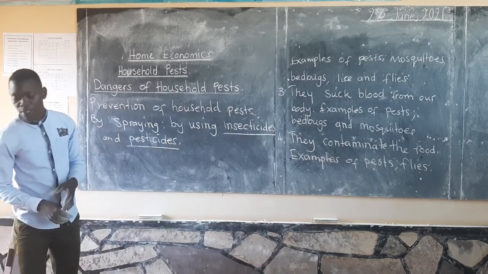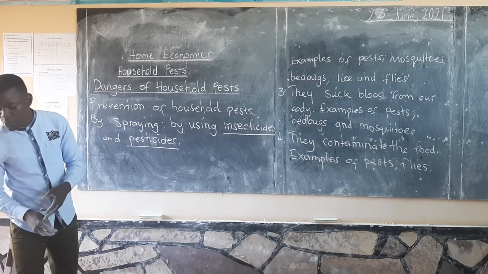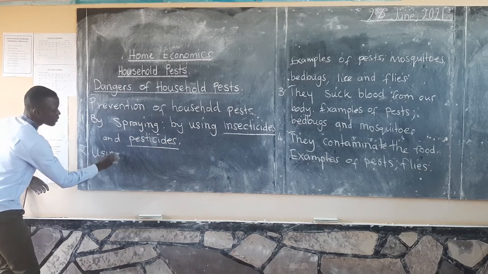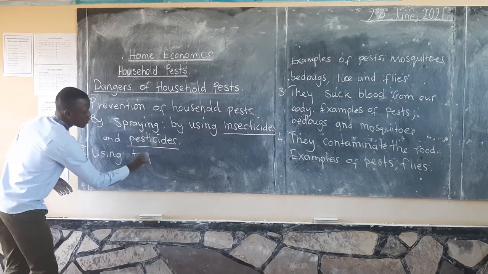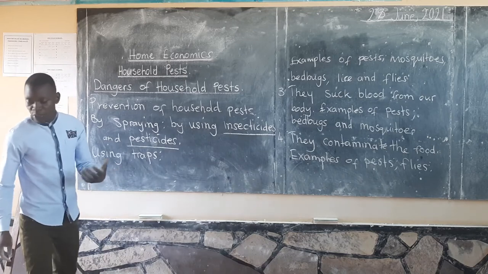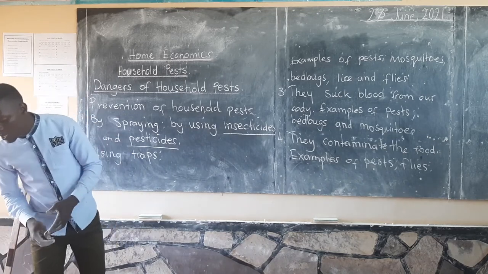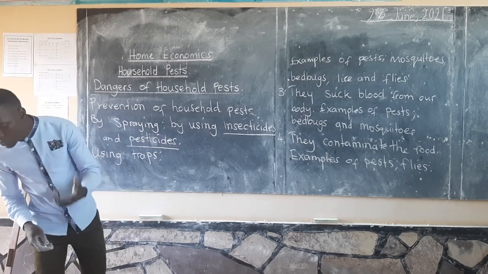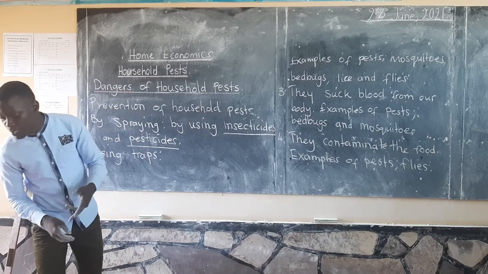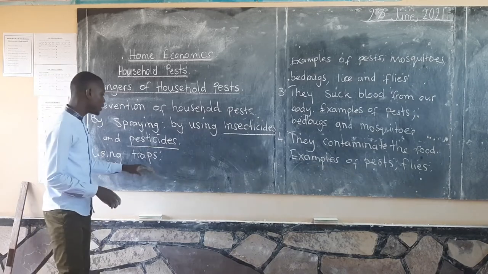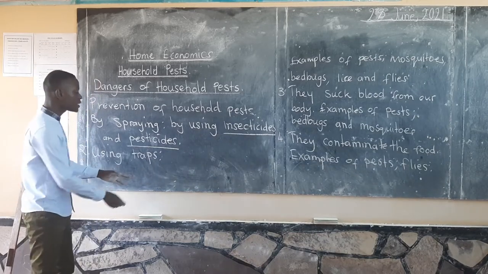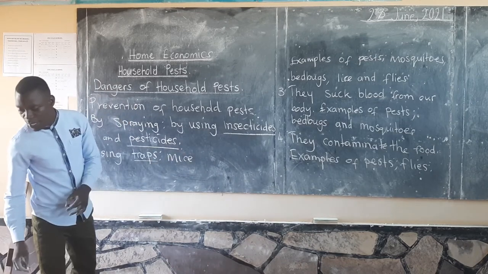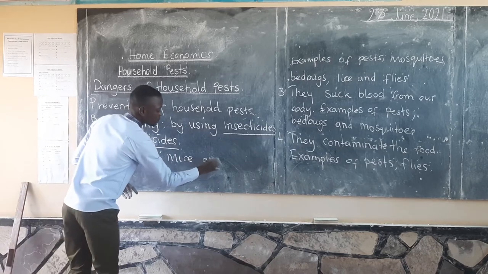The other way you can prevent these household pests is by using traps. What do we mean by using traps? You can use traps, for example, if you want to prevent rats or mice. You can say pests can be prevented using traps, and the examples of household pests that can be prevented using traps, we have mice, okay? Mice and also rats.